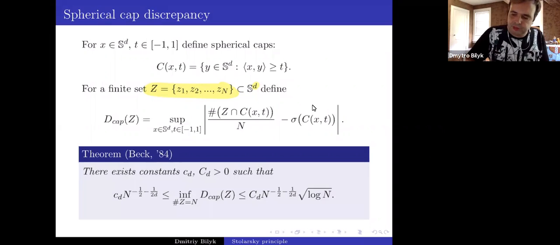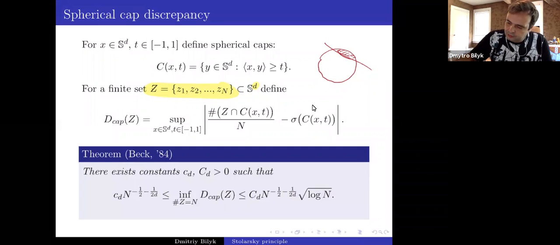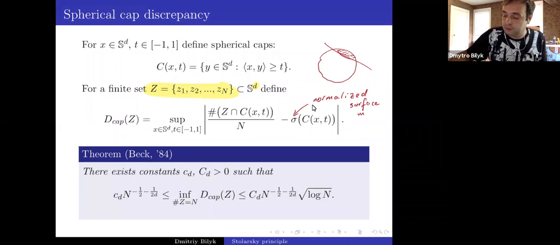You consider a family of geometric shapes, which are these spherical caps. They're characterized by the center x and by the height t. Basically, imagine that you're just slicing a sphere by a plane, and whatever is above level t, where the plane is at level t, that's a spherical cap. Then you look at each spherical cap, and you look at the proportion of your points from Z that fall into that spherical cap. That's this first term here, and you compare it to the surface measure of the spherical cap. Sigma here will always stand for the normalized surface measure, so the measure of the whole sphere is 1. This is a probability measure.